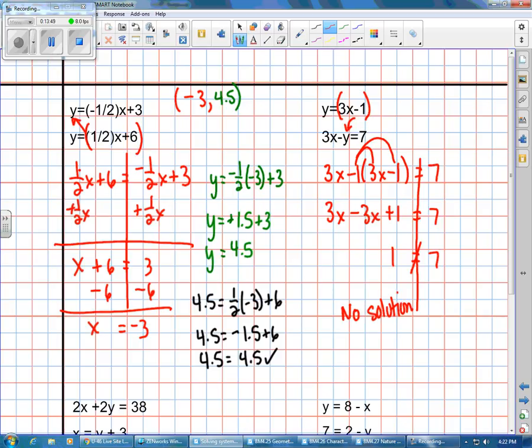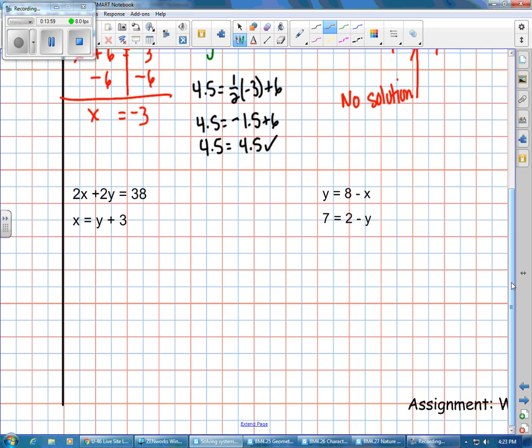I don't have to do any more work. That means these two lines are parallel lines. They share the same slope, but they do not share the same y-intercept. My work on that one is done.